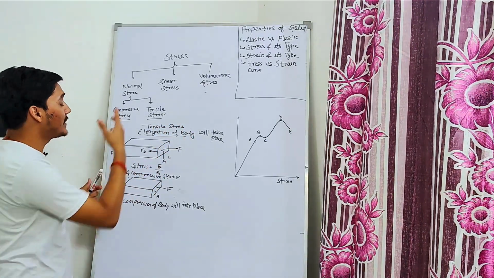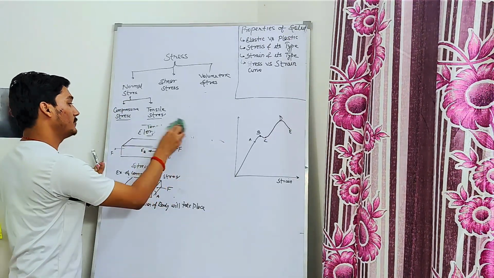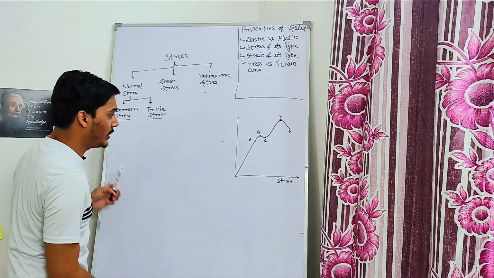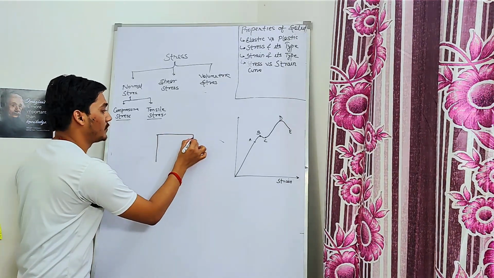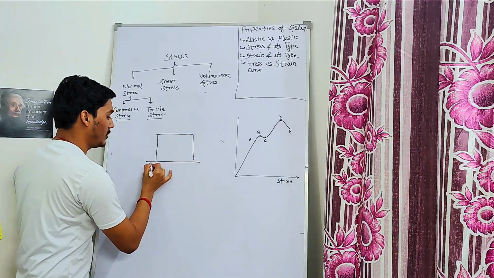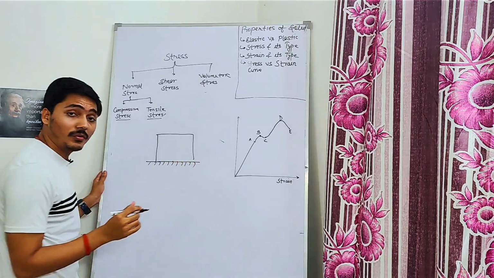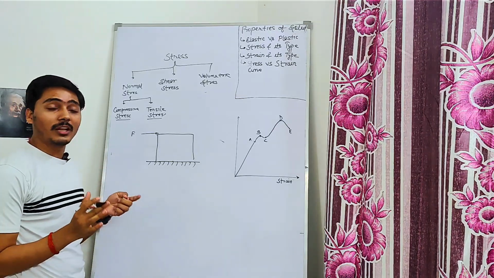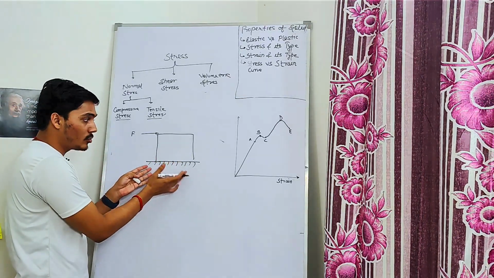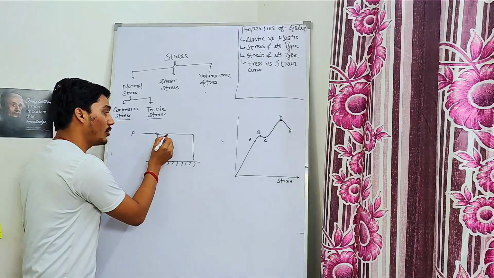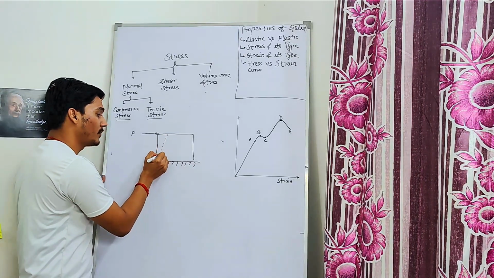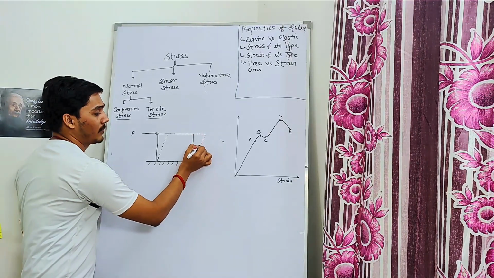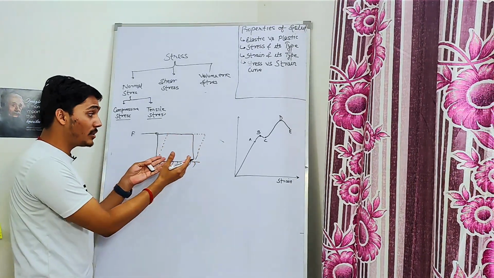Okay, now we can see what shear stresses are. Let's suppose there is a body which is fixed at the ground. We are applying the load over here, F. So what will happen over here? The body is fixed at the bottom, so there will be a deformation in the upper portion of the body, and it will be like this. The body will be deformed and the new shape will be like this.